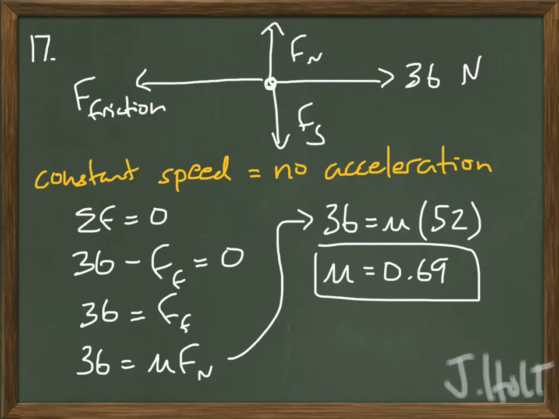Mu is always going to be a number between 0 and 1. It does not have units. It's simply an expression of how much friction two surfaces provide when in contact.